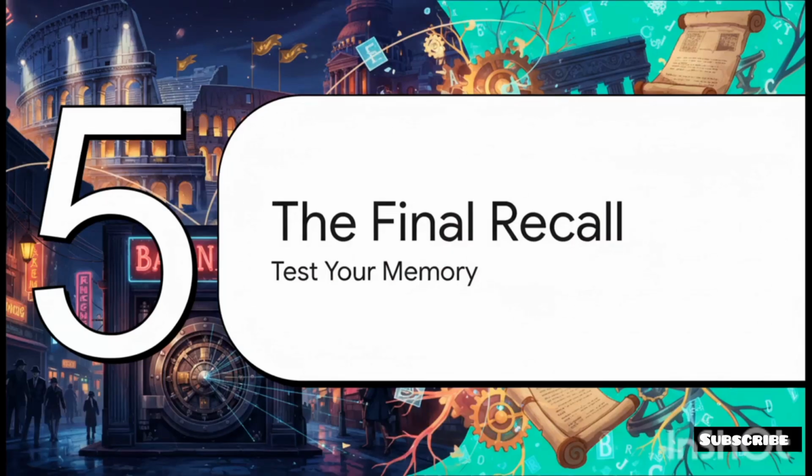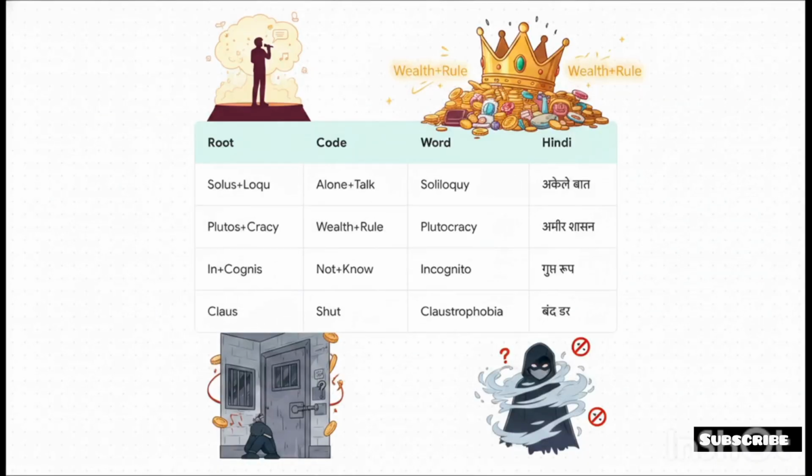Section 5. The Final Recall Test. Okay, let's bring the energy way, way up. We've traveled through theaters, vast empires, noir streets, and locked vaults today. Now, I want to challenge you to prove to yourself that these hidden codes are permanently hardwired into your brain. Let's do a rapid-fire check.